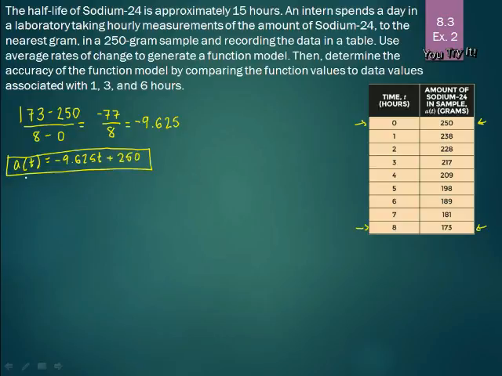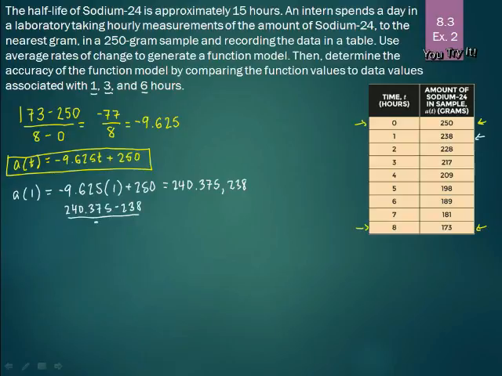Now we want to compare our function model with the actual values in the table at 1, 3, and 6 hours. Let's plug in 1. So a of 1, typing that into a calculator, we get 240.375. We're comparing that to the value at 1 in our table, which is 238. Let's find the percent error there. We take what we got from our function model, subtract the original value, and then divide by that value, 238.